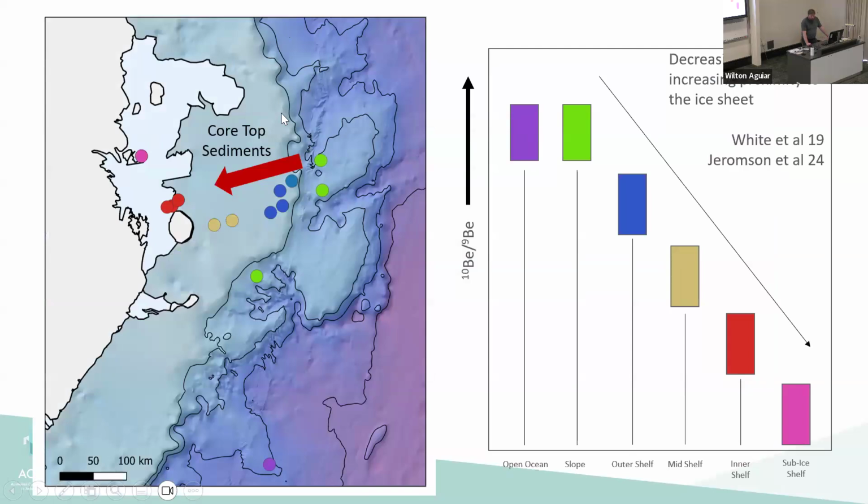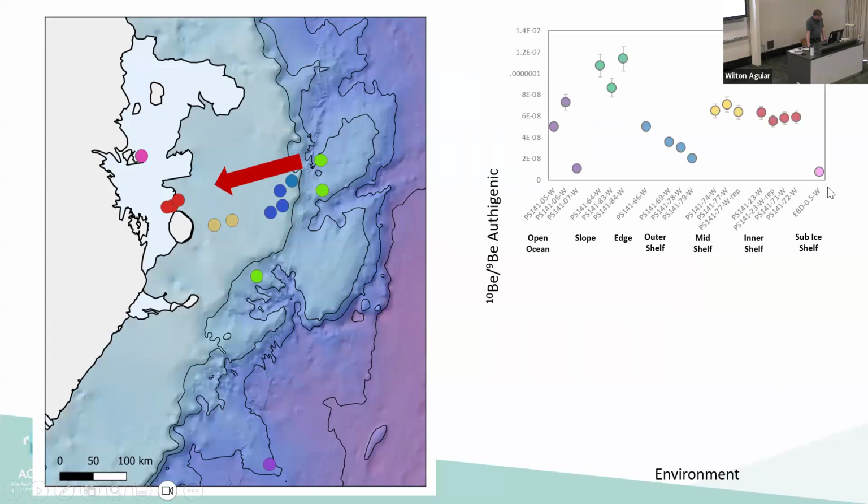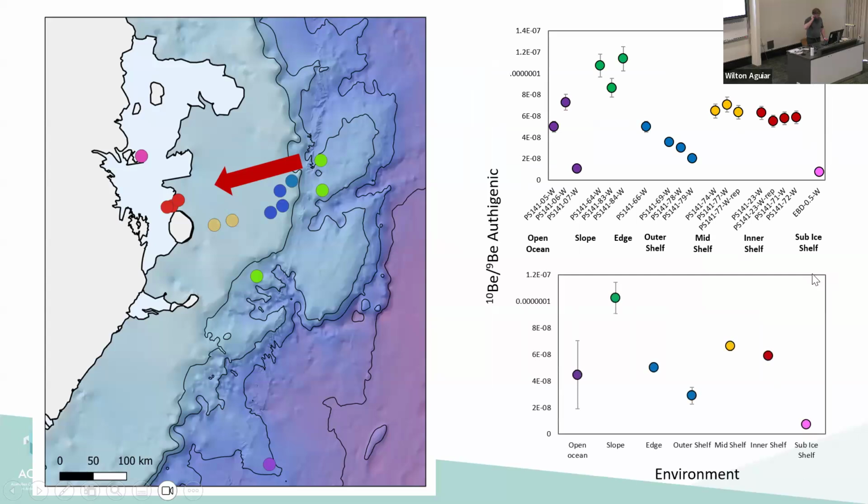So if we're going to try and figure out what we might expect if that is the main pathway of CDW coming into the Denman region, then we might expect a trend like this from the open marine on the left all the way to the sub-ice shelf on the right: a general decreasing trend in the beryllium 10-9 ratios. And what we see, these are all the data. And then these are just those averages of those key points.